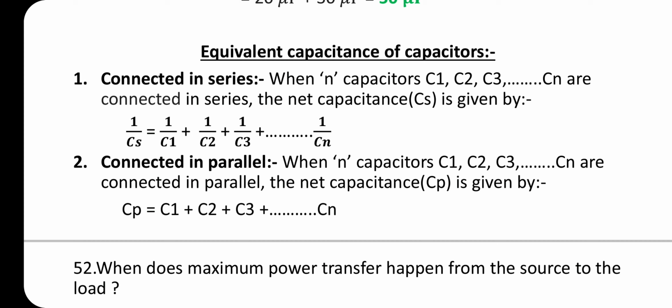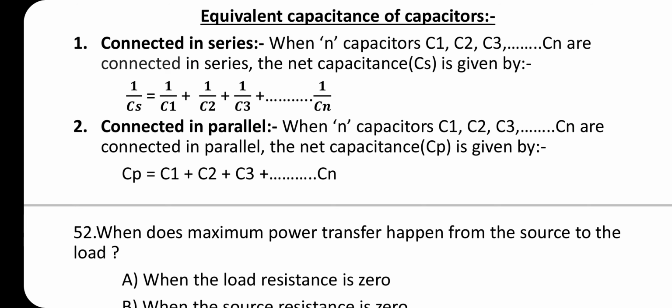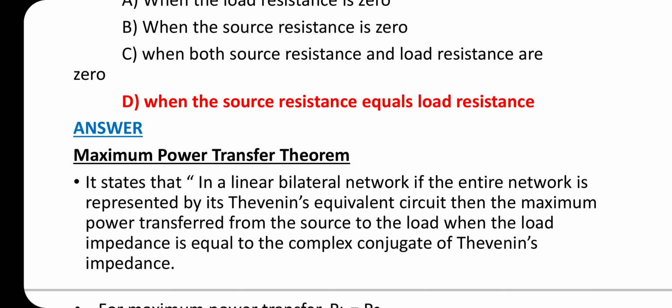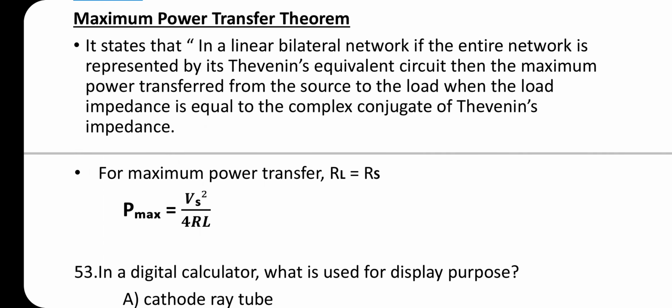When does maximum power transfer happen from the source to the load? Answer is option D, when the source resistance equals the load resistance. Maximum power transfer theorem states that in a linear bilateral network, if the entire network is represented by its Thevenin equivalent circuit, then the maximum power is transferred from the source to the load when the load impedance is equal to the complex conjugate of Thevenin's impedance. For maximum power transfer, RL equals RS. P max equals Vs squared divided by 4 RL.